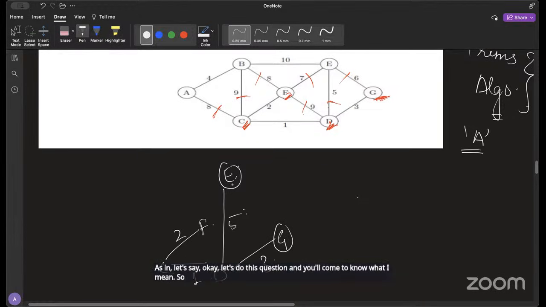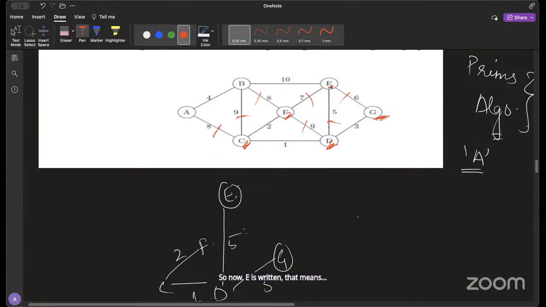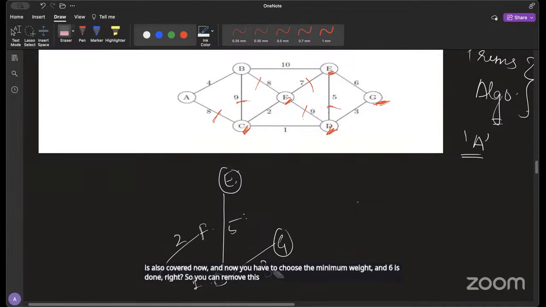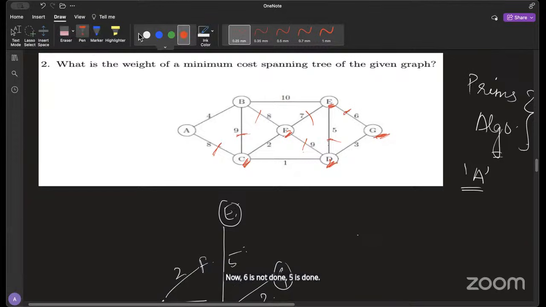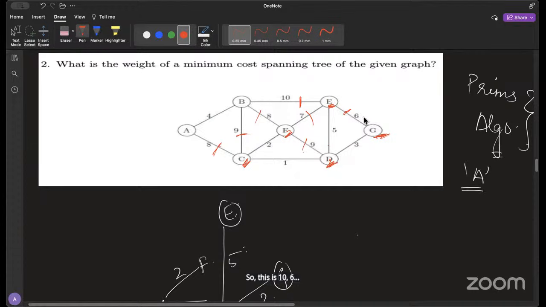So we were on this one, right? Now E is written, that means E is also covered now. And now you have to choose the minimum weight, and 6 is done, right? So you can remove this one because 6 is already, no, 6 is not done, 5 is done. Because this edge is done, you can remove this. Now you have to choose the minimum from the already taken ones, and this is the new unlocked edge. So this is 10, 6. So now the minimum is this one, right?